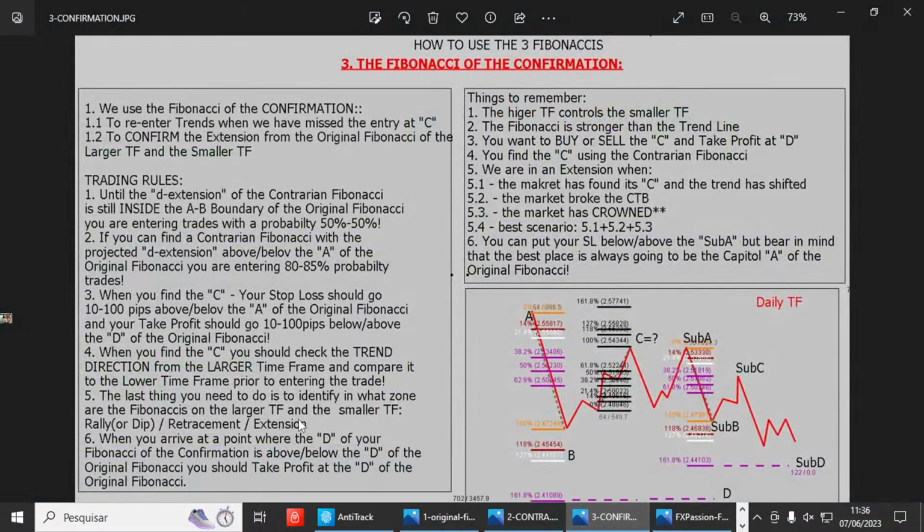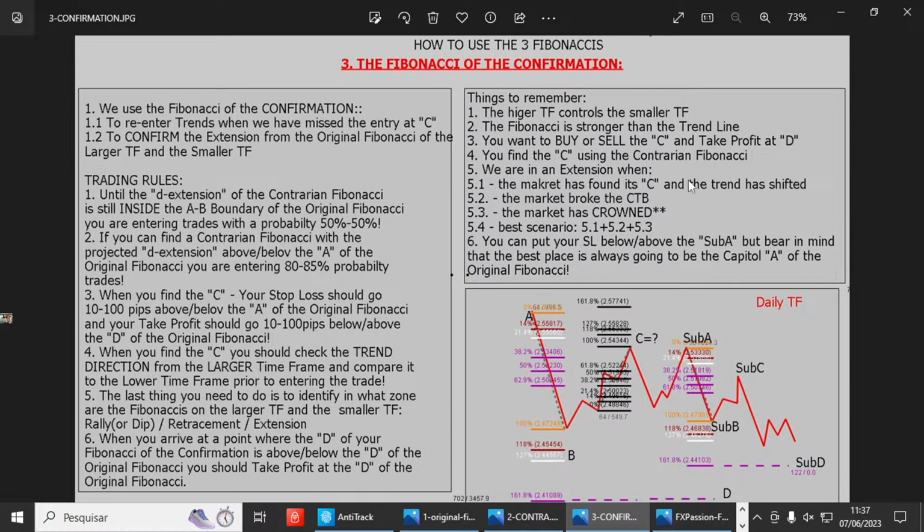So check on this one. Number 5, the last thing you need to do is to identify in what zone are the Fibonaccis: rally, retracement, extension. Alright. Things to remember: the higher time frame controls the smaller time frame. The Fibonacci is stronger than the trend line. You want to buy or sell the C and take profit at the D. You find the C using the contrarian Fibonacci.